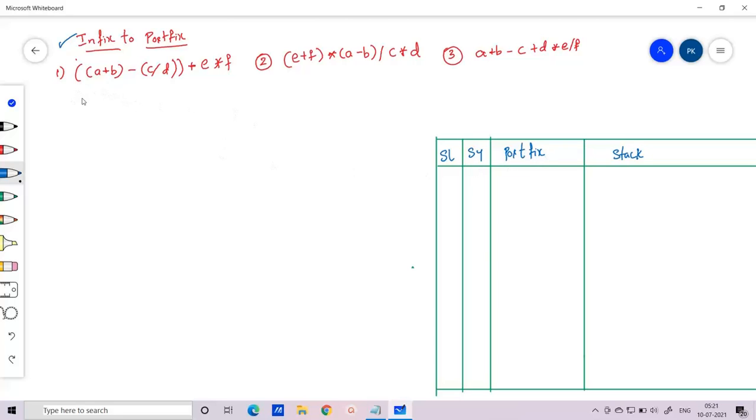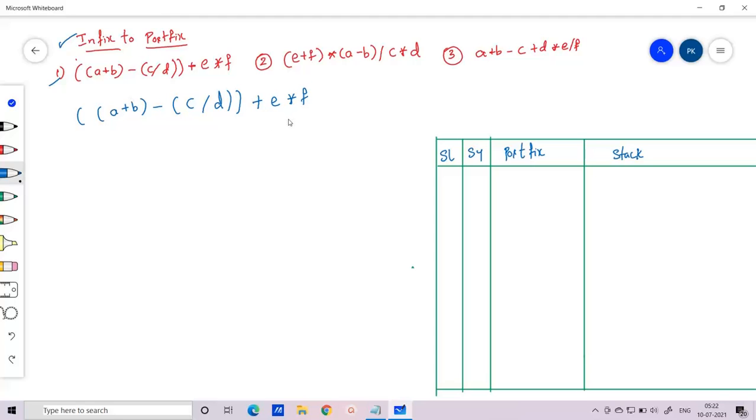First, if I take the first problem, we have these characters: opening brackets, again opening brackets, a plus b followed by minus, and we have c divide by d, closing brackets plus e into f. So this is our infix expression that I need to convert into postfix.